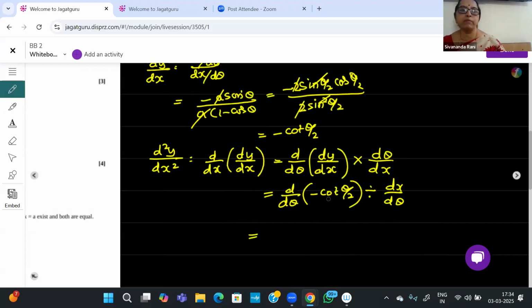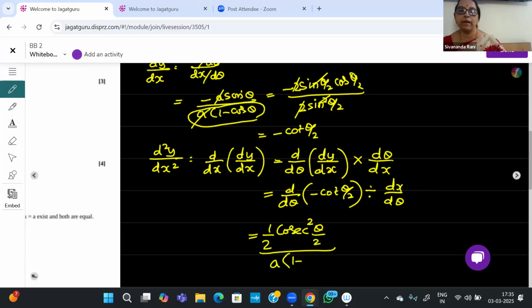So let me handle this. What is the derivative of minus cot theta by 2? That will be plus cosecant square theta by 2. But I have to multiply it by half because of chain rule. But I have to divide it by dx by d theta. But what is dx by d theta? It's here.